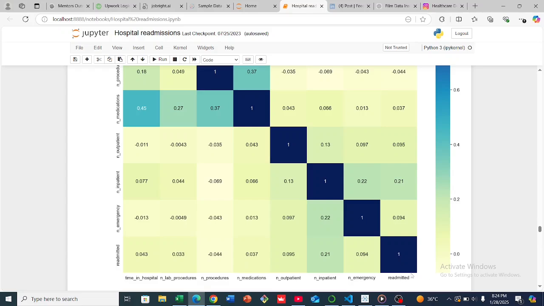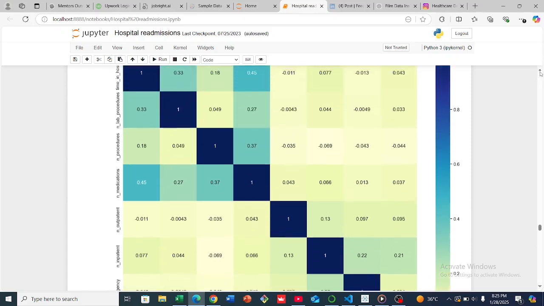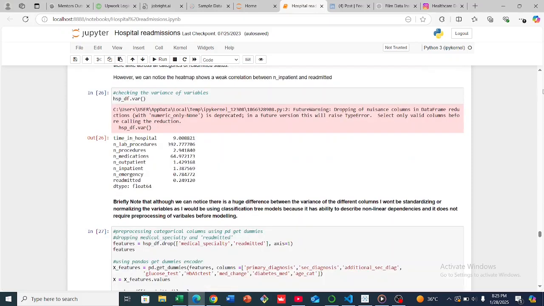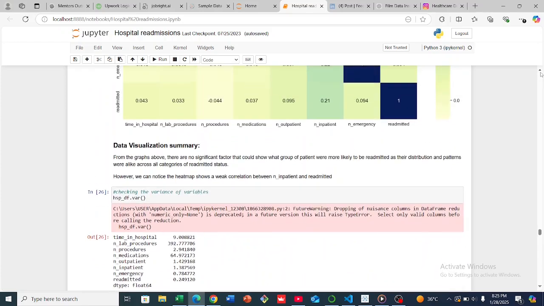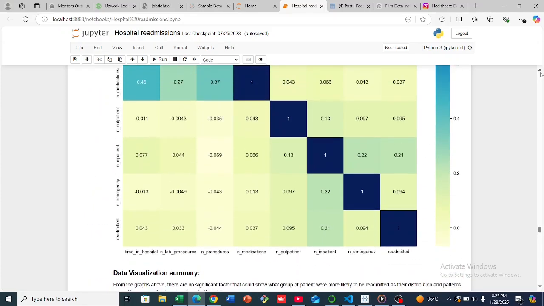Then for our readmitted, which is our major column we are looking at, we can see the column that was more correlated with readmission was the number of times a patient has been an inpatient. You can see we had 0.21 here, and if I go through this heat map, that is the column that correlated more with being readmitted.